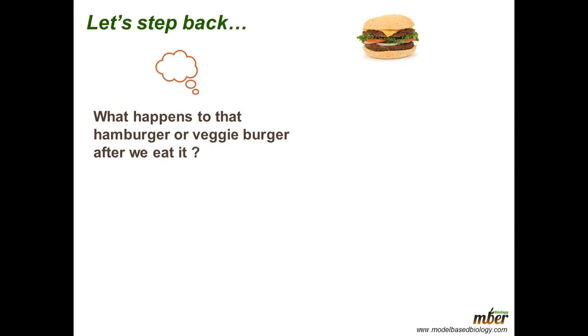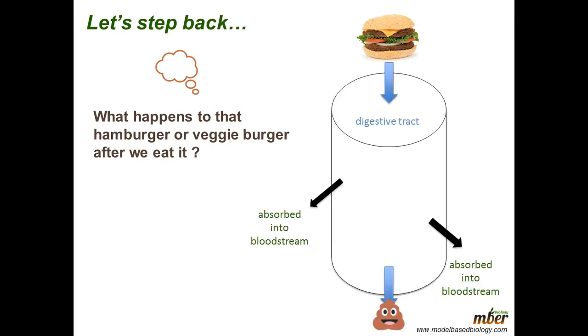All right, so let's step back. Look at this delicious veggie burger. What happens to that hamburger or veggie burger after we eat it? Well, you put that fantastic veggie burger with its tomatoes and lettuce and onions and cheese, and we're going to pretend that's a whole grain bread, into your digestive tract. It goes through your body. We know that some of that gets absorbed into the bloodstream, and the rest of it is pooped out.